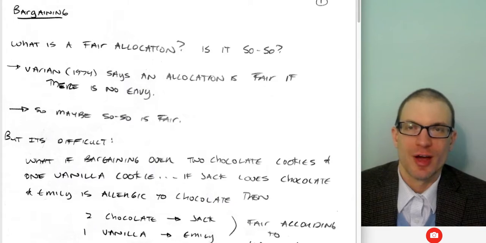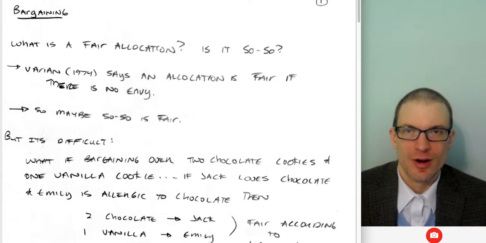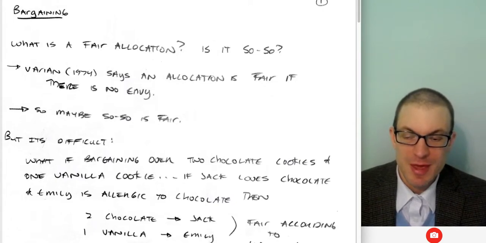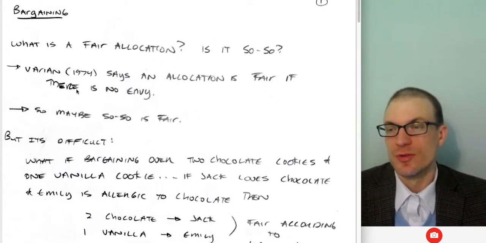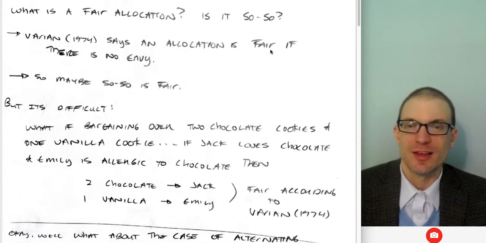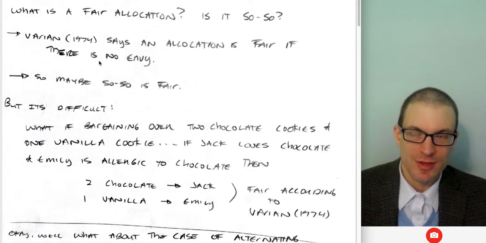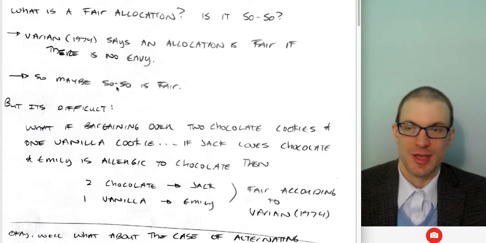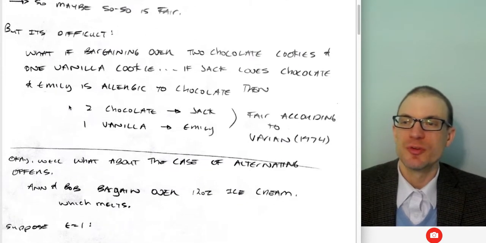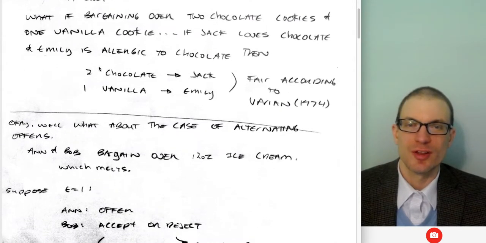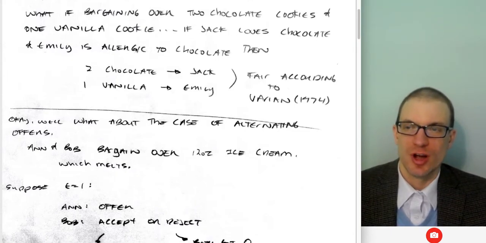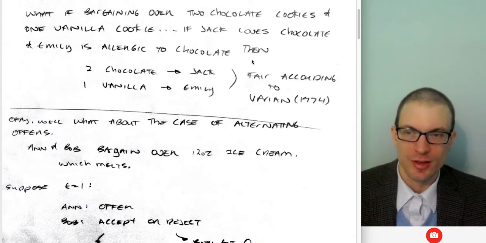So first off, I pose the question of like, what's a fair allocation? Is it 50-50? Sometimes our intuitions tell us that it is, but maybe it's not, right? So Varian, so think of like the intermediate micro class, Varian says an allocation is fair if there's no envy. So maybe it's the case that 50-50 split is fair, but maybe it's not. It's really difficult. So suppose you're bargaining over 2 chocolate cookies. One's vanilla and the other's chocolate. Suppose Jack loves chocolate and Emily is allergic to chocolate.